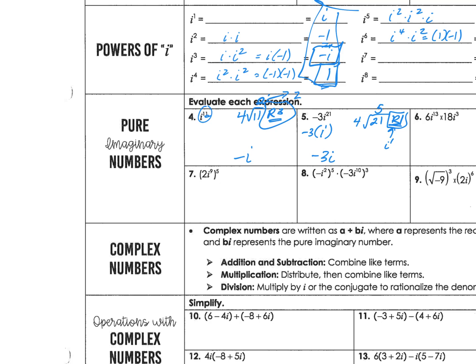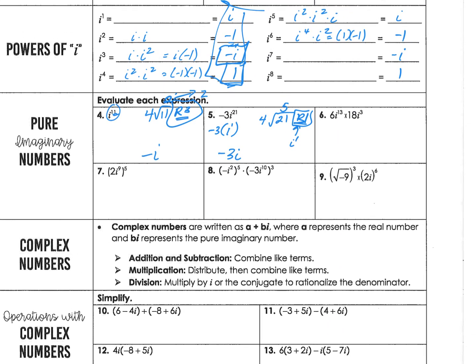Are you seeing the pattern? See if you get this one. How would we do this one right here? 6i to the 13th times 18i to the third. What's the first thing we need to do? Sure, multiply them together, right? What's 6 times 18? Okay, so this is 108 i to the what? Remember, this is just add, isn't it? So it becomes i to the 16th.